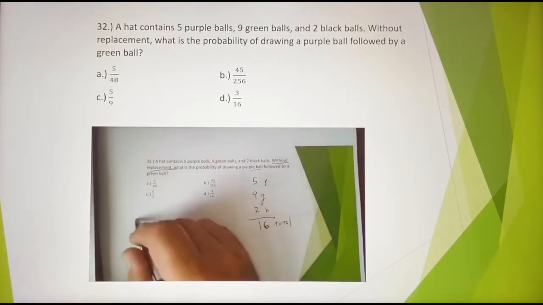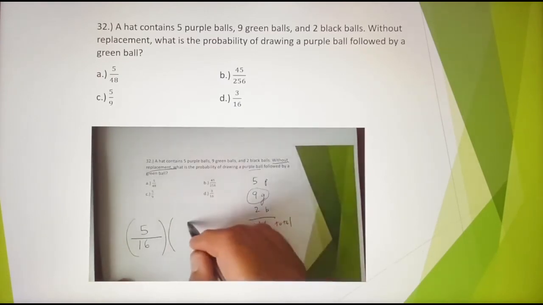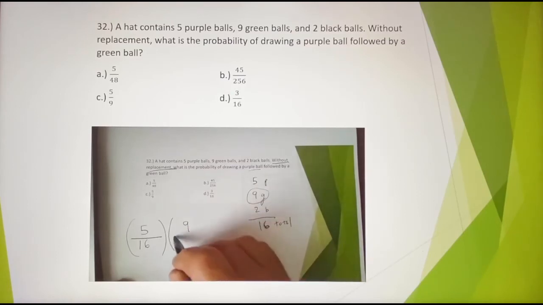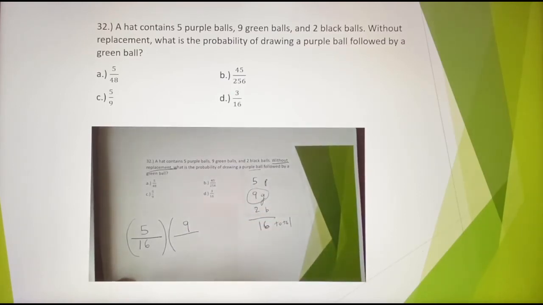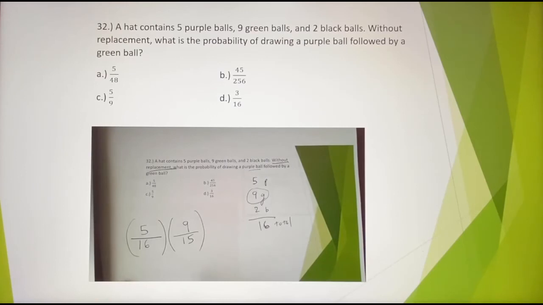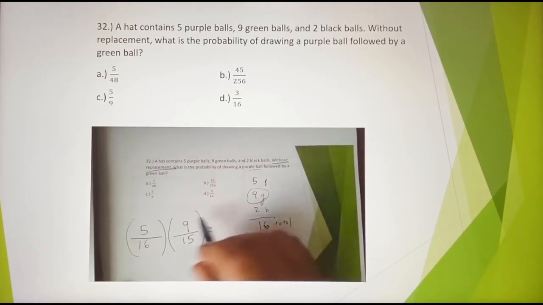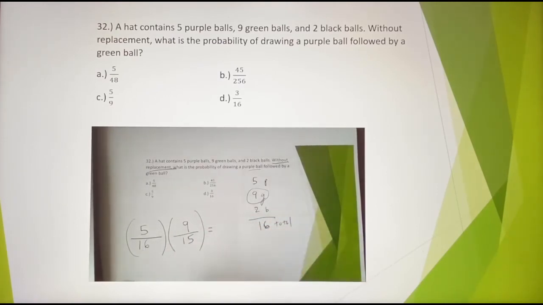Then we need to figure out what are the probability of drawing a green ball. Well, we know that there's 9 green balls, but they've drawn 1 ball out already. Let's say it was purple. So there's only 15 balls left. That's why the without replacement is important. If it's with replacement, then you would keep that as 16. So we could just multiply straight across. Remember, when you're multiplying fractions, you do not need a common denominator. You just multiply straight across.